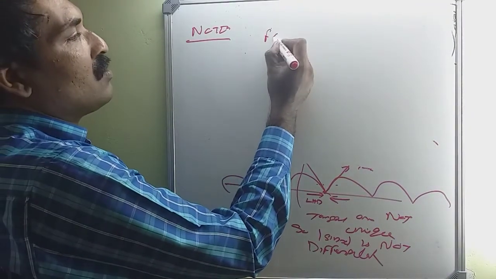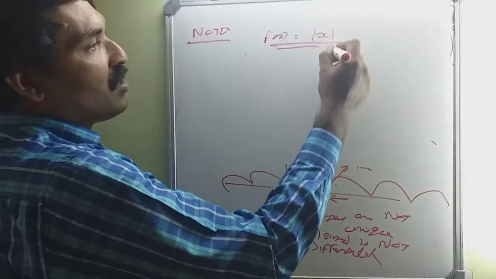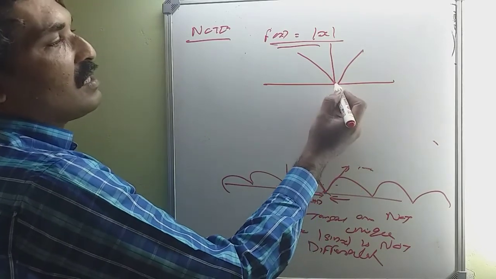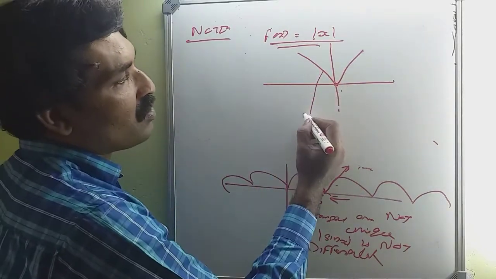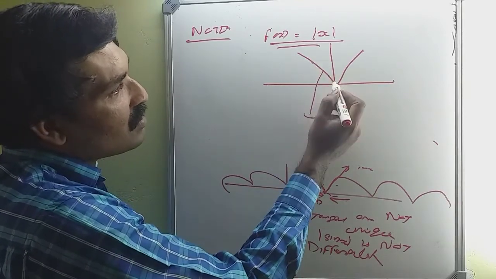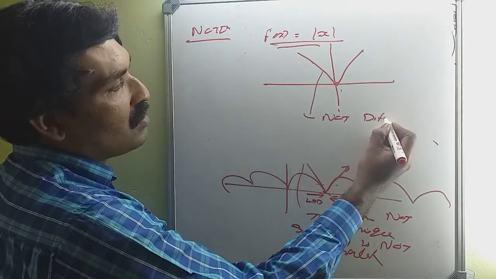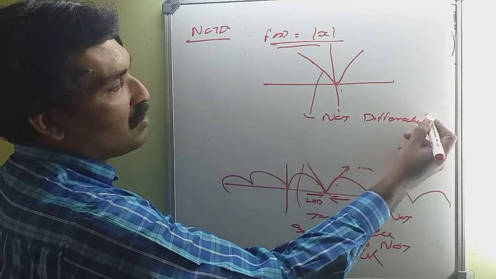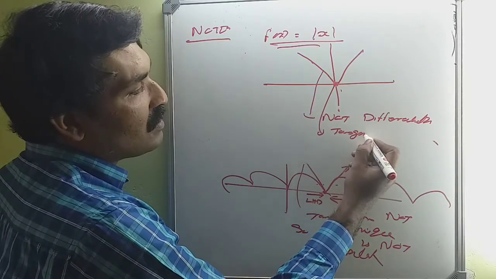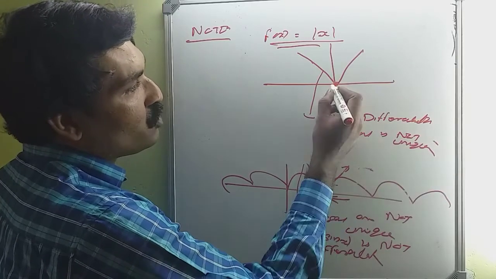Similarly, f of x is equal to mod x. This is the graph of the mod x function. The tangent at this point is not unique. This function is continuous, but not differentiable. We have two tangents at this point.